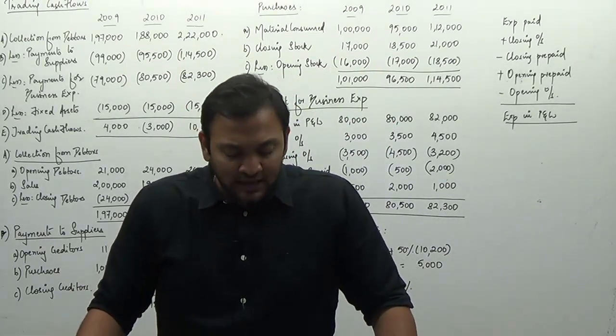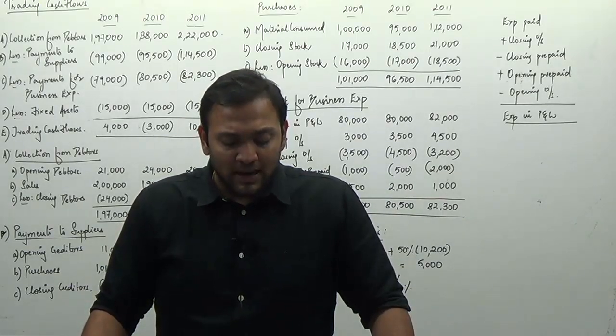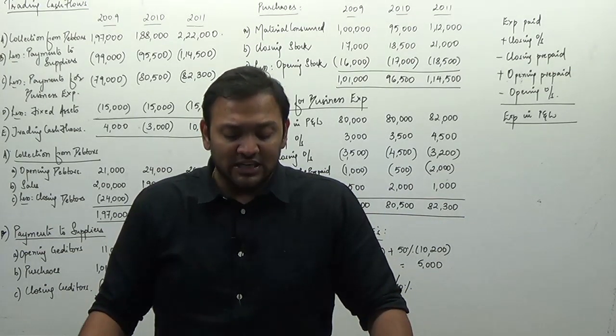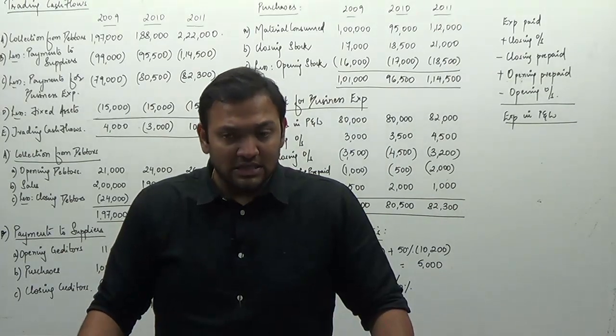In 2007-8, goods costing 6,000 were included in the stock at cost in the stock list. These goods were valueless on the balance sheet date. So on the balance sheet date itself, you can consider these as valueless.